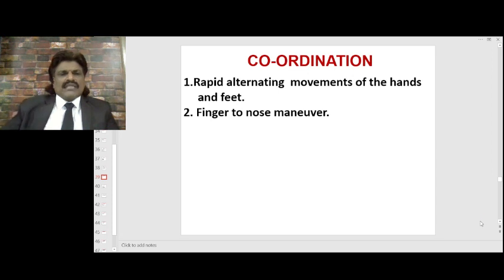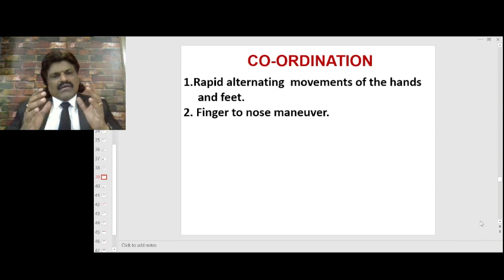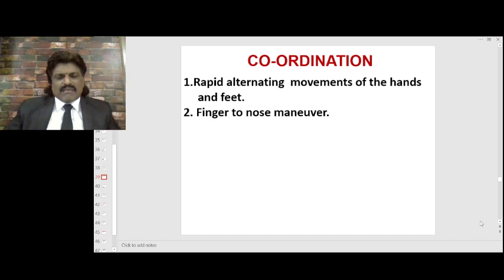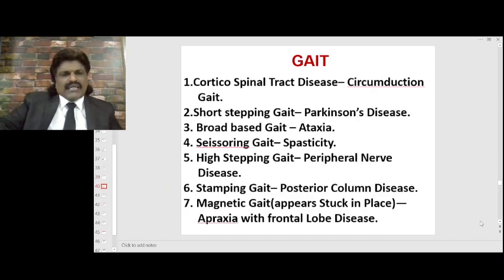Then ask him to touch the finger to the nose. He may come near, but may not be able to touch the tip of the nose, because for gross movements the corticospinal tract is sufficient, but for fine delicate movements, like putting a button in the buttonhole or touching the nose with the finger, we need the cerebellum and the basal ganglia. If they are affected, then we cannot.